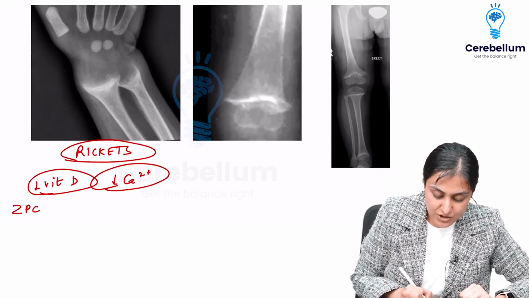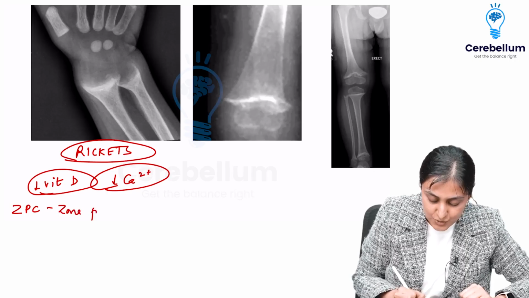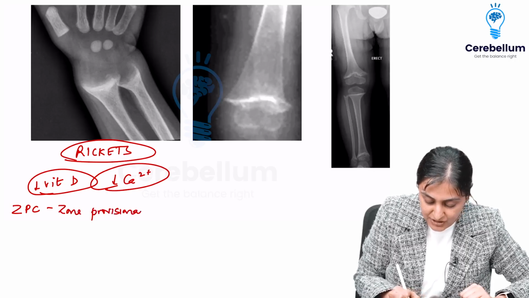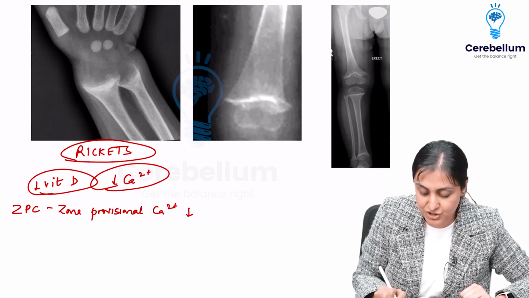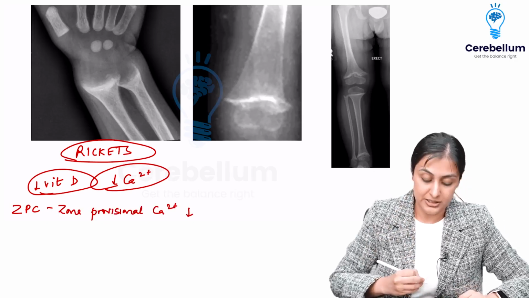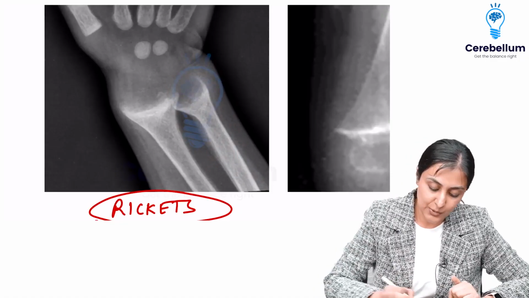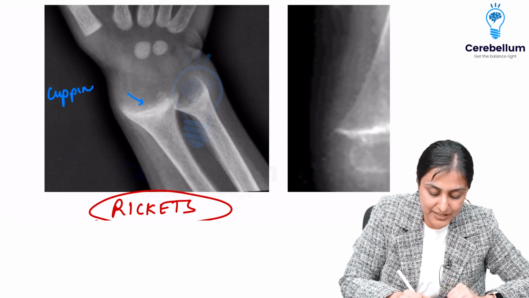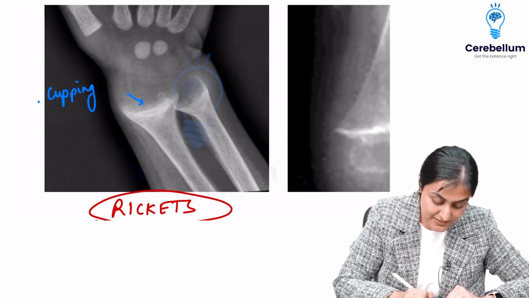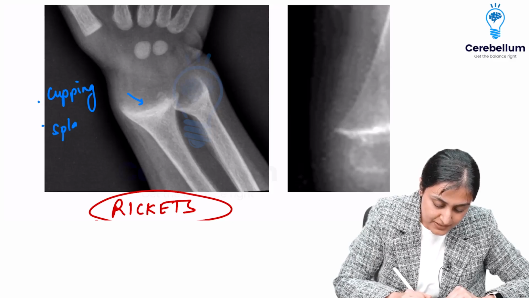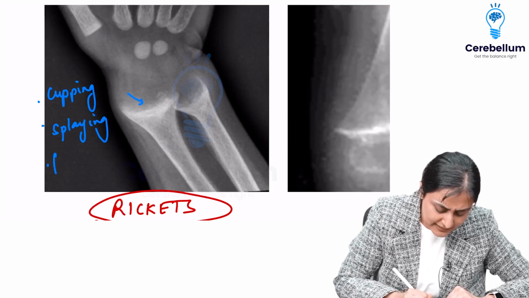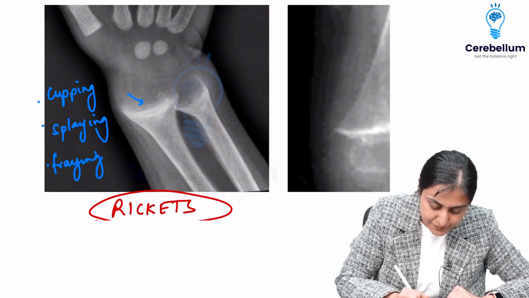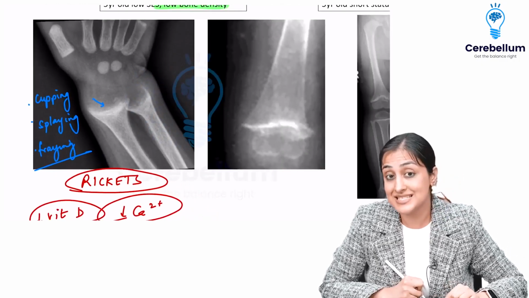Because the calcification is not there, we have something called as zone of provisional calcification that remains deficient. And because of that, the resultant changes are going to be what you see at the metaphysis. There is cupping of metaphysis, there is splaying, and there is fraying. So these are the changes that we see.